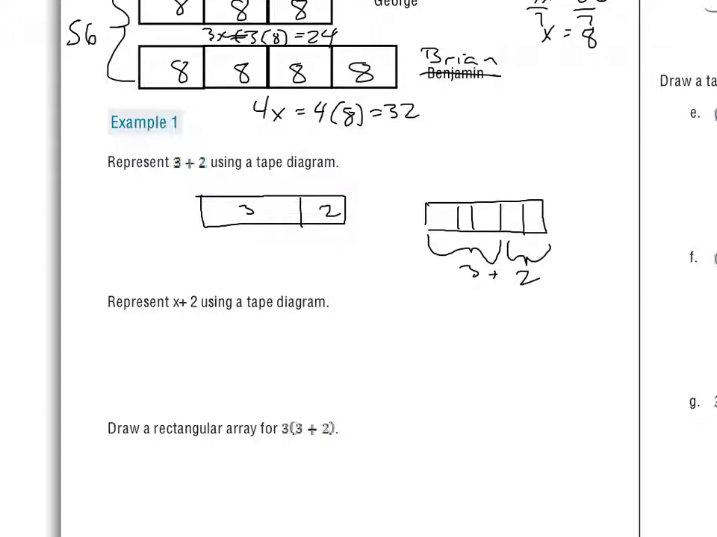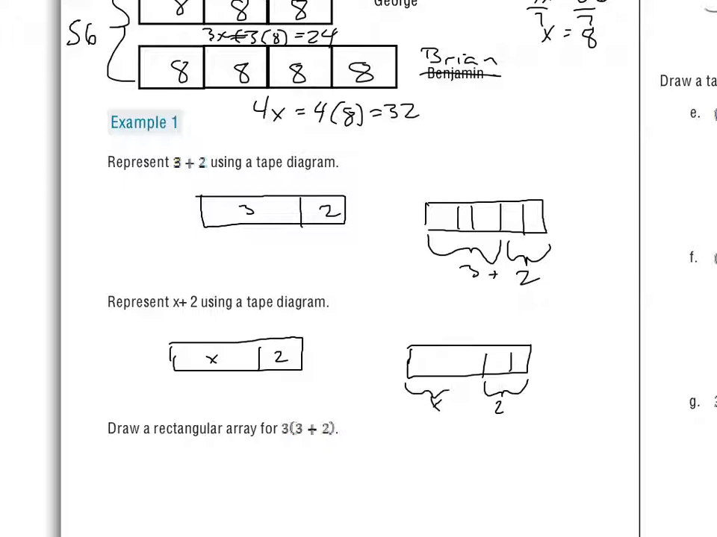Alright, so represent x plus 2 on a tape diagram. Well, it's the same idea. We have this part which is x plus 2, or we can break down that part that we can see a little bit more clearly into two pieces, where this would be x, this would be 2. Both of these function the same.